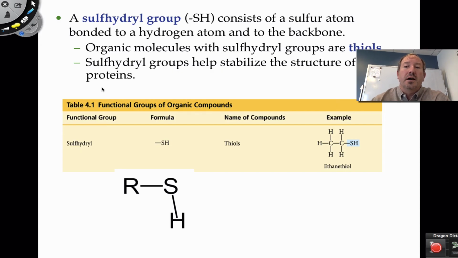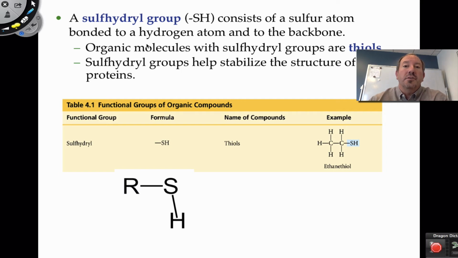Interestingly enough, if you recall, that chemical reaction making a peptide bond occurs on ribosomes. And it happens to be RNA in the large subunit that catalyzes that peptide bond. Pretty interesting. Pretty interesting stuff.